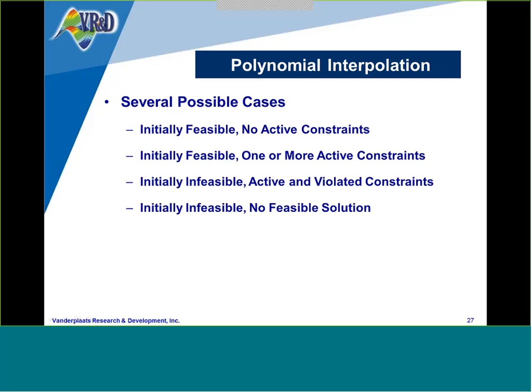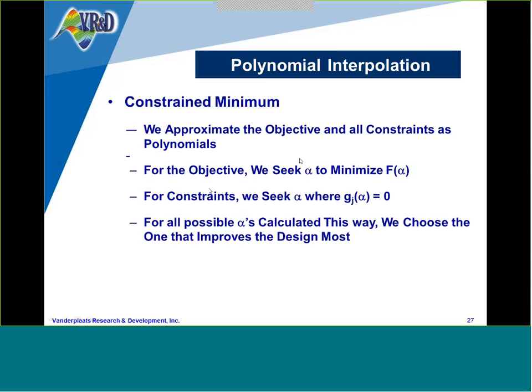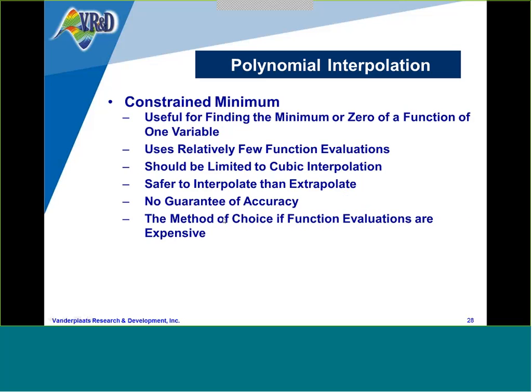Now, a detailed discussion of this is probably about a 5-hour lecture, so I just want to give you the flavor of what we have here. We approximate the objective and all constraints as polynomials. For the objective, we look for alpha that will minimize f of x plus alpha s, or f of alpha. For constraints, we look for where the constraint bounds are. From all of those, we choose the one that improves the design the most.